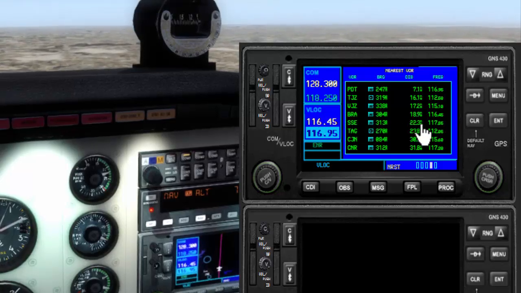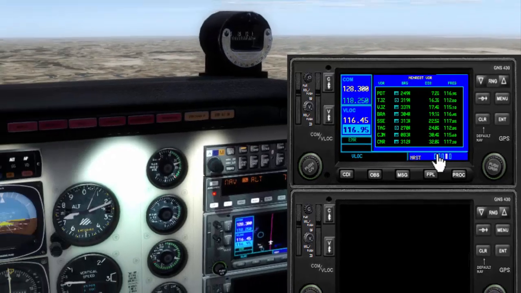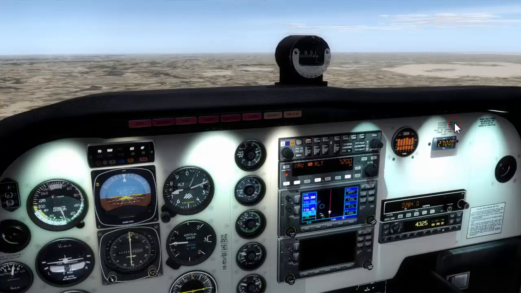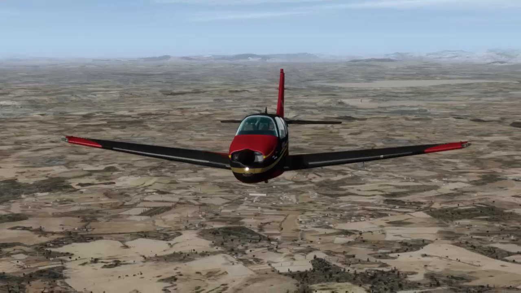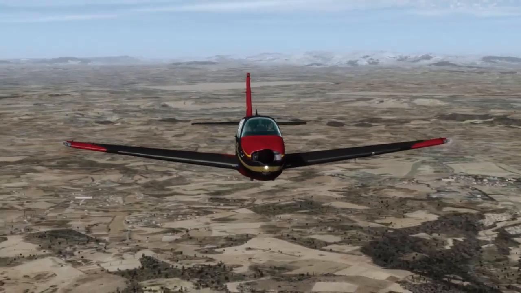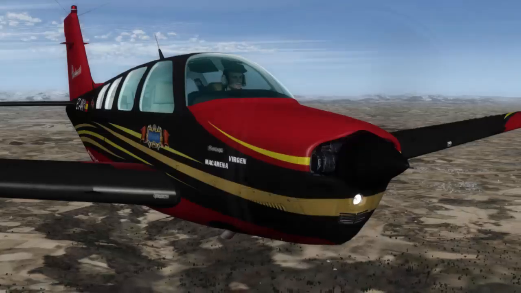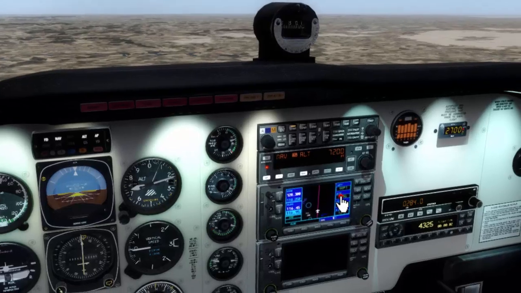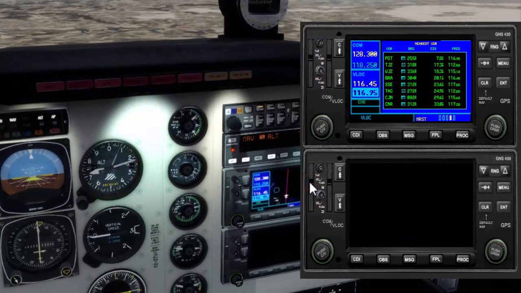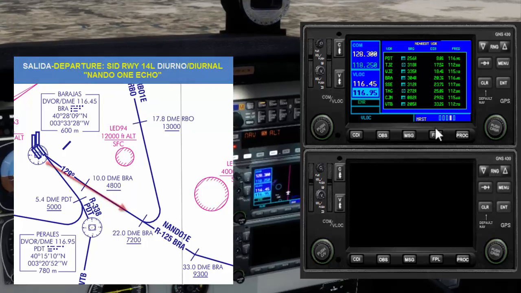Okay, and how do we know we reach that point? We know that because we are consulting all the time the nearest VOR page in our GPS. Okay, and when we see that the Barajas VOR is showing us the value 22, then we will know evidently that we are 22 miles away from the Barajas VOR, and at that particular point we need to reach that altitude, that is 7,200 feet.